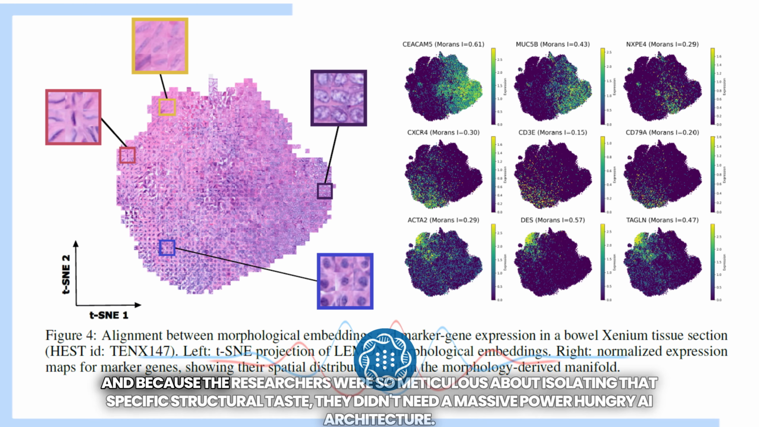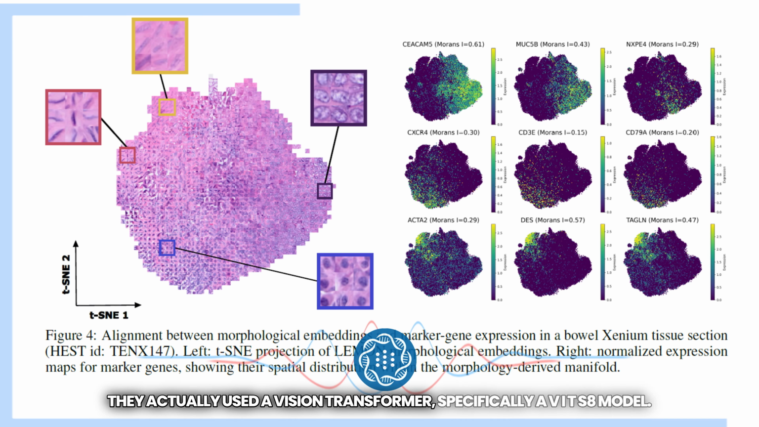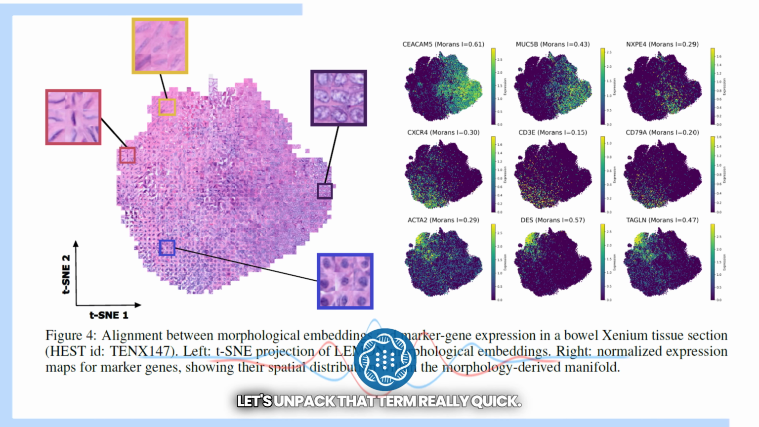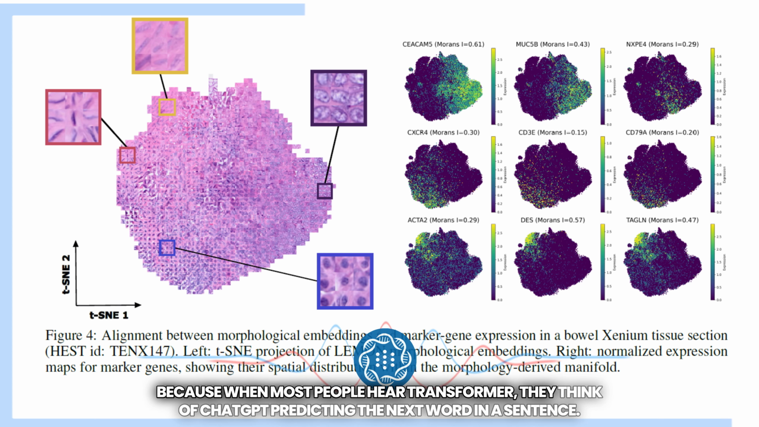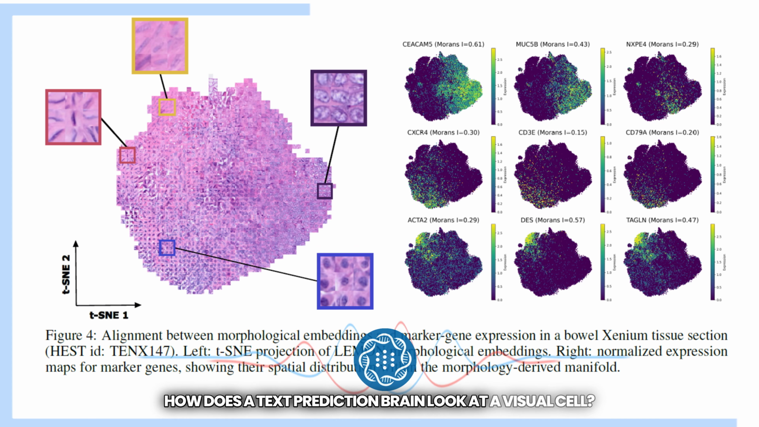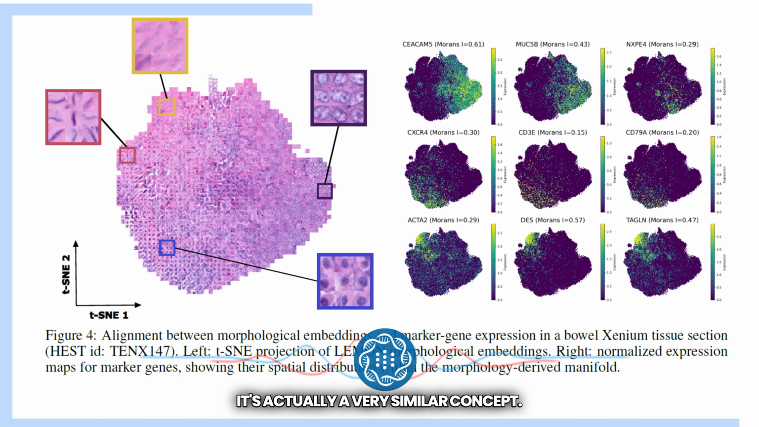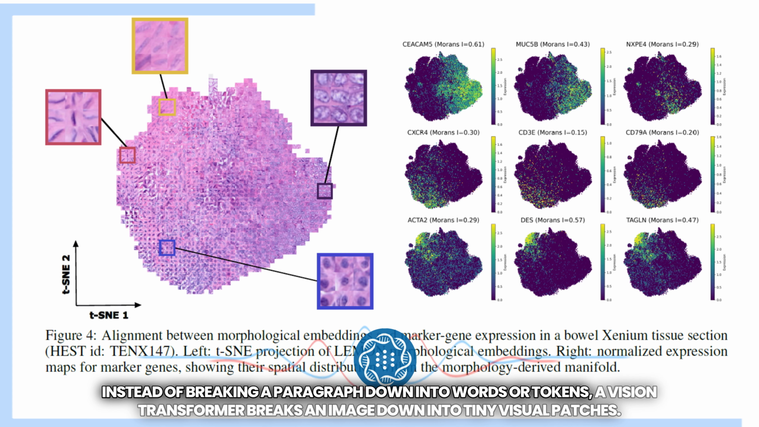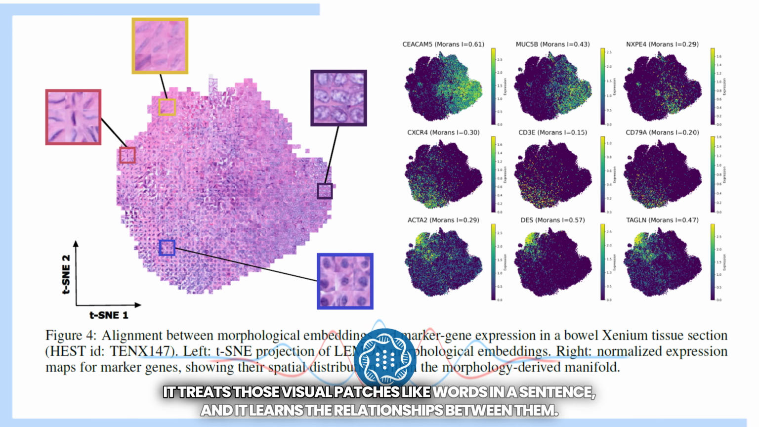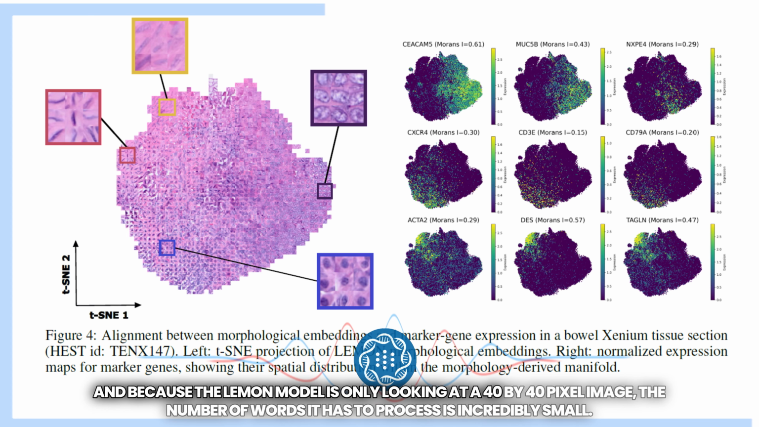That's a great analogy. And because the researchers were so meticulous about isolating that specific structural taste, they didn't need a massive, power-hungry AI architecture. They actually used a vision transformer, specifically a ViT-S/8 model. Let's unpack that term really quick, because when most people hear transformer, they think of ChatGPT predicting the next word in a sentence. How does a text prediction brain look at a visual cell? It's actually a very similar concept. Instead of breaking a paragraph down into words or tokens, a vision transformer breaks an image down into tiny visual patches. Okay. It treats those visual patches like words in a sentence, and it learns the relationships between them. And because the LEMON model is only looking at a 40 by 40 pixel image, the number of words it has to process is incredibly small.